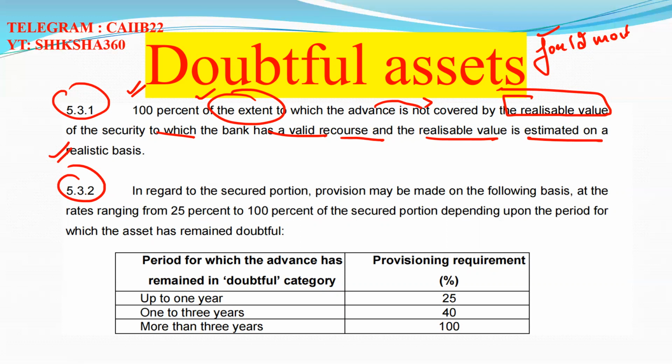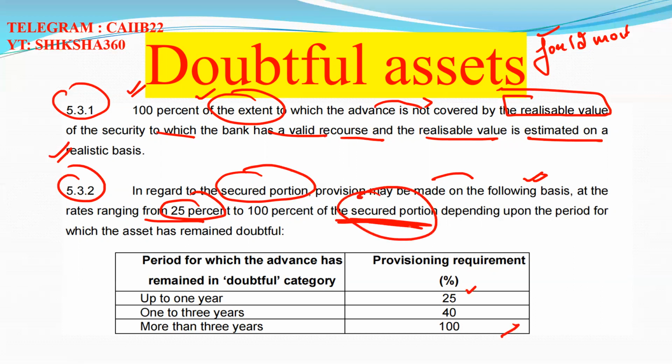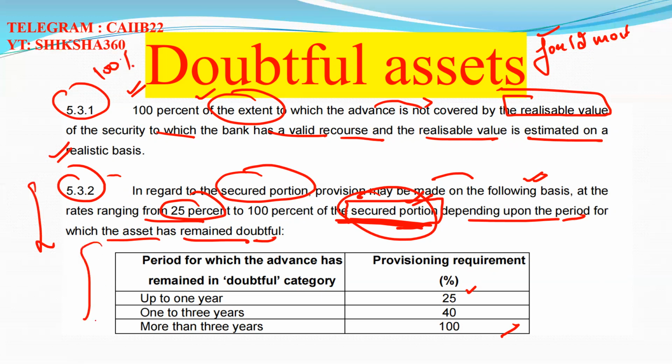In regard to the secured position, where we expect the security has a proper value, provision may be made on the following basis: at rates ranging from 25% to 100% of the secured portion. This you have to remember. It is of the secured portion, depending upon the period for which the asset has remained doubtful. Depending upon the period for which the advance has remained in the doubtful category.